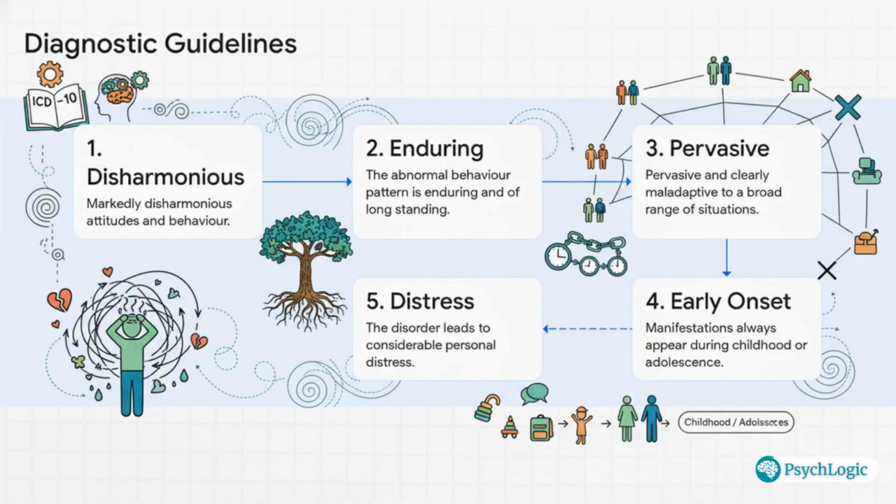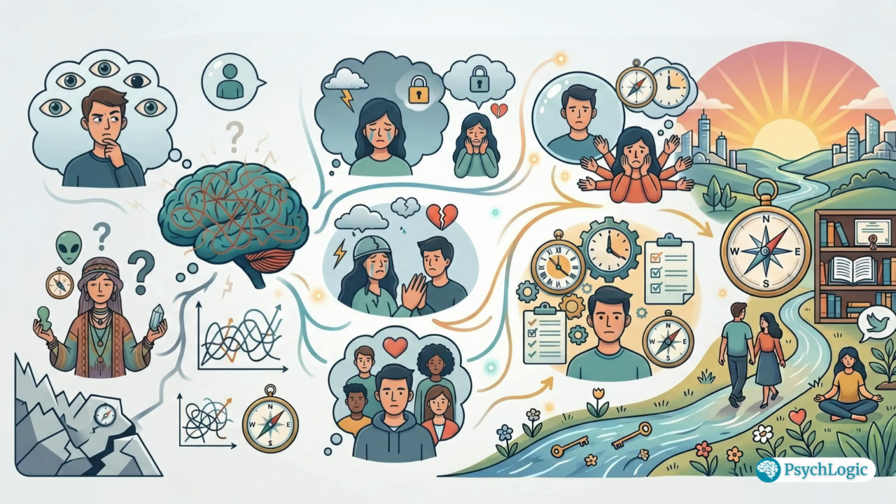The ICD-10, that's the big international guide for diseases, gives clinicians a kind of checklist. It's not enough for the behavior to be disharmonious. It has to be an enduring, long-standing pattern. We're not talking about a bad month. It also has to be pervasive, meaning it shows up across all kinds of different situations, and it has to be clearly maladaptive. It just doesn't work well for the person. And, importantly, the roots of it usually show up way back in childhood or adolescence, and it's causing real, significant personal distress.